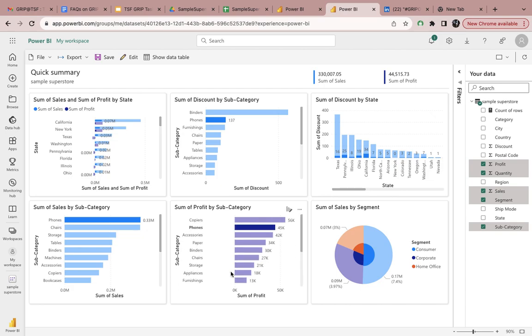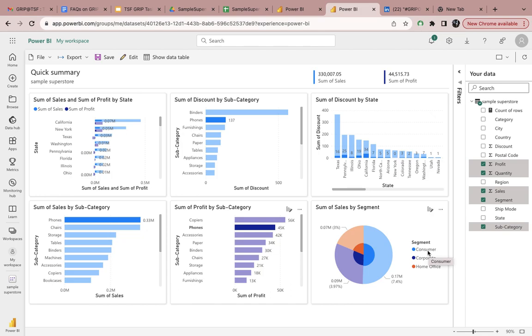I hope these six charts clearly summarize the story for the superstore and the data provided, as all the key performance indicators such as sales, profits, subcategories, discounts, all the terms related to money are included, as well as the customer segment. The consumer is our biggest segment in almost all of the products.